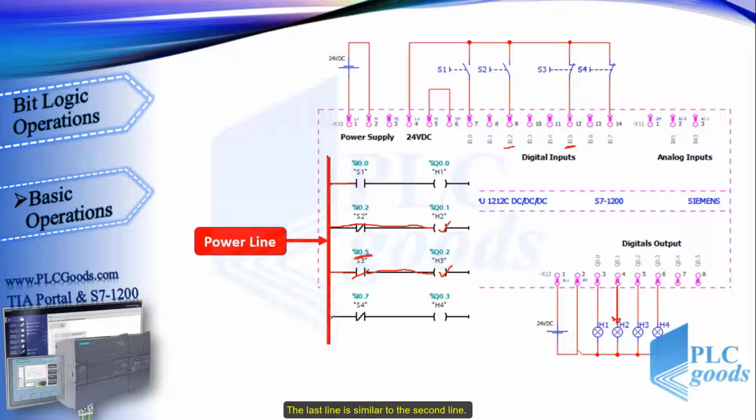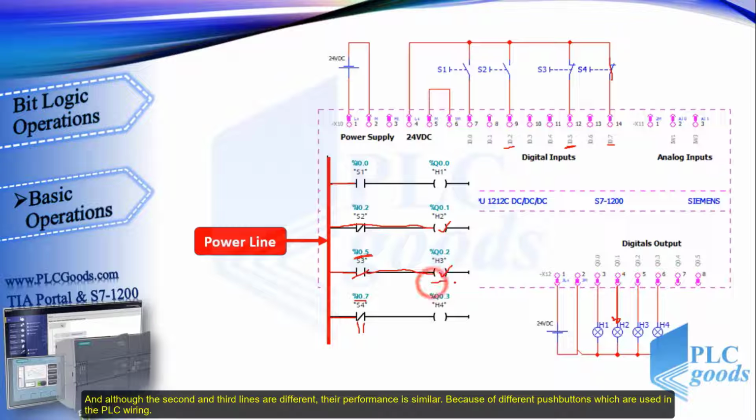The last line is similar to the second line, but pay attention, a normally closed push button is used for the last PLC input in the PLC wiring. So the 24-volt DC reaches the PLC input and changes the last contact state to open. So unless we press S4, the output will be off, similar to the case in the first line. And although the second and third lines are different, their performance is similar because of the different push buttons which are used in the PLC wiring.